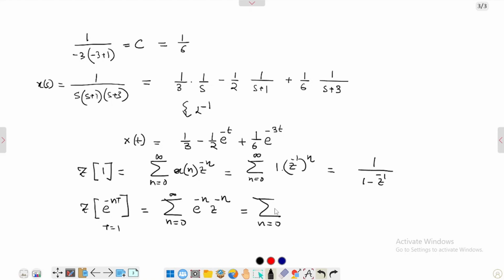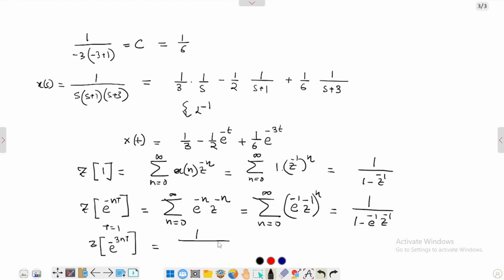So this becomes the sum from n equal to 0 to infinity of e to the power minus 1 times z to the power minus 1, to the power n, and that gives 1 divided by 1 minus e to the power minus 1 z to the power minus 1. So that's your z transform of this. And similarly, I can find the z transform of e to the power minus 3nt, and that will give me 1 divided by 1 minus e to the power minus 3 z to the power minus 1.